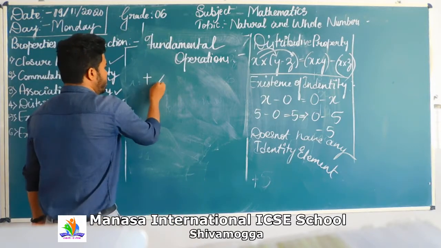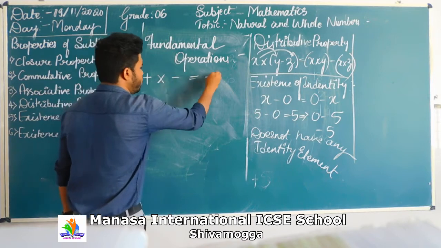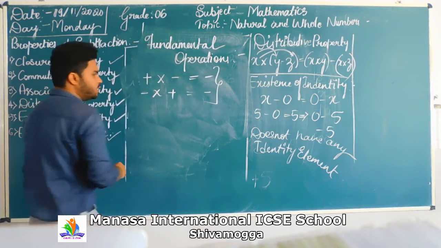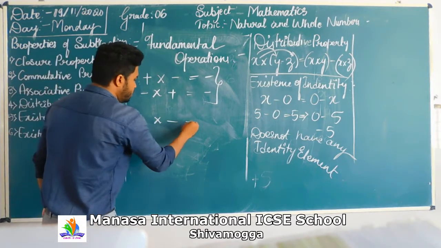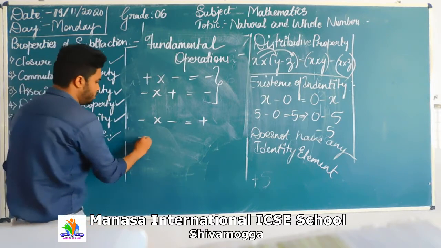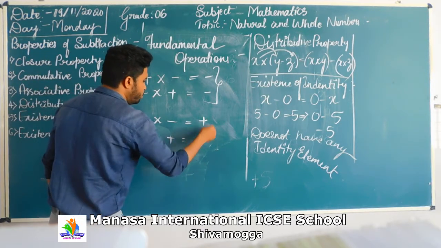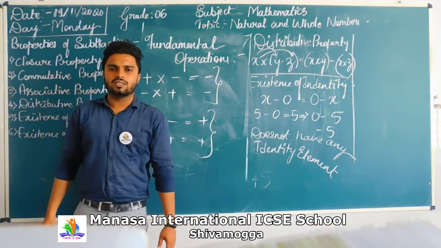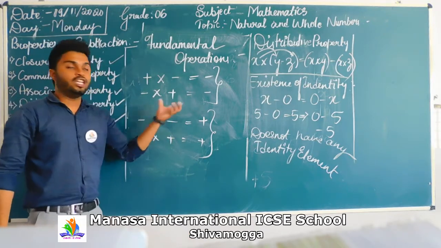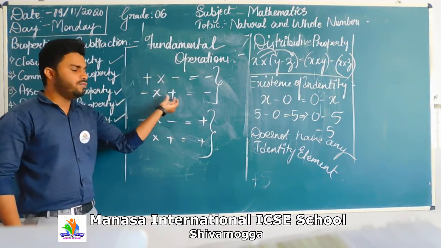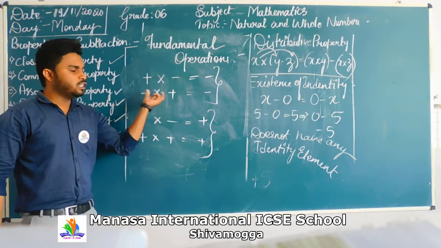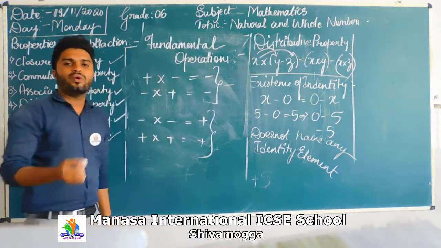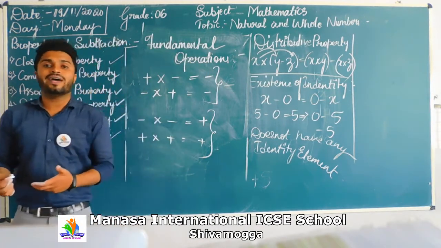See, here plus into minus is equal to minus. Minus into plus is equal to minus. This is one case. Minus into minus is equal to plus. Plus into plus is equal to plus. This is the other case. Can you see the different sign? Plus, minus, minus, plus. For different signs, you are going to do subtraction.